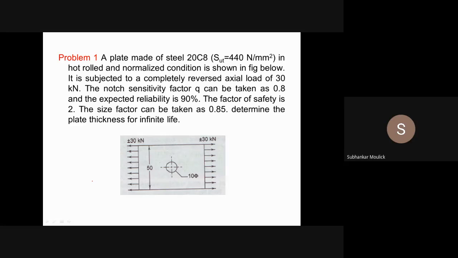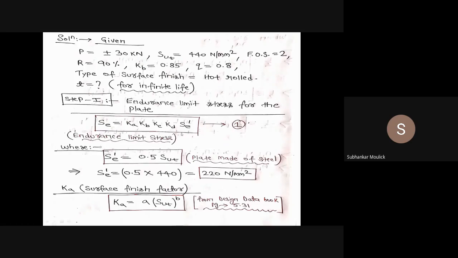Yes, sir. Okay, fine. So the very first step is what? Calculation of endurance limit. I know that endurance limit Se is the actual endurance limit, and this Se dash is that endurance limit which we find out in laboratory by the fatigue testing machine, and we know the relation that Se is equal to Ka, Kb, Kc, Kd, Se dash. So first, let us find out Se dash.